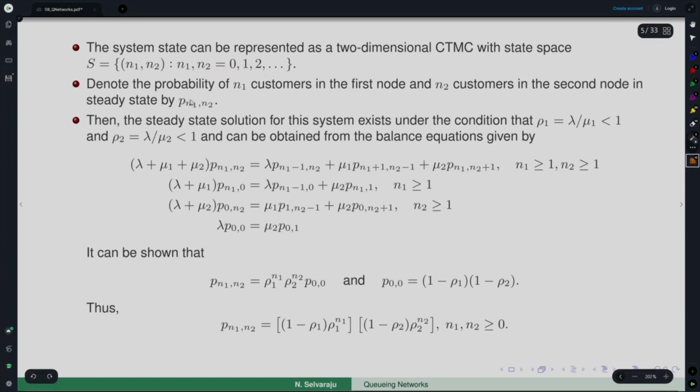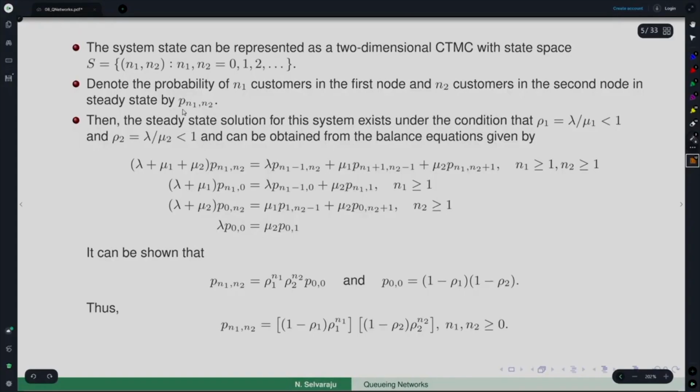Now, if I denote the corresponding probabilities by P(n1, n2), this is the probability of n1 customers in the first node and n2 customers in the second node. We are looking at the number in the system, not in the queue alone. When we say the first queue or second queue in a queuing network, we always mean the number in the system, that you have to understand. Just because the word queue is used does not mean that it is the number in the queue. It is always the number in the system when you are talking about this kind of thing.